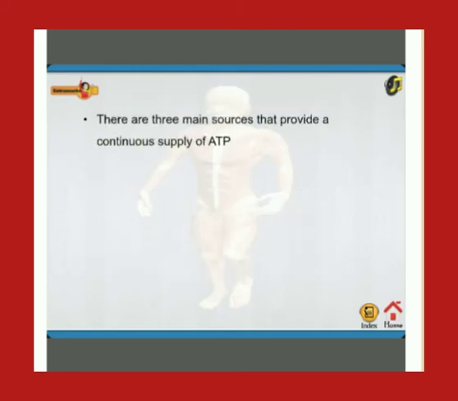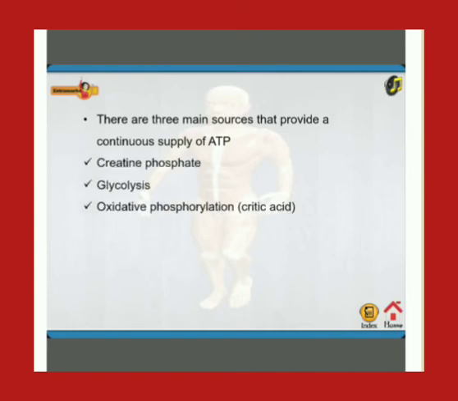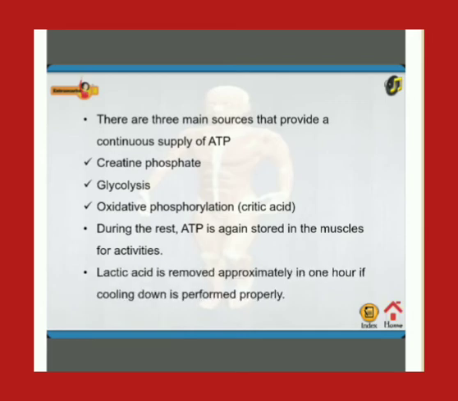There are three main sources that provide a continuous supply of ATP: creatine phosphate, glycolysis, and oxidative phosphorylation (citric acid cycle). During rest, ATP is again stored in the muscles for activities. Lactic acid is removed in approximately 1 hour if cooling down is performed properly.